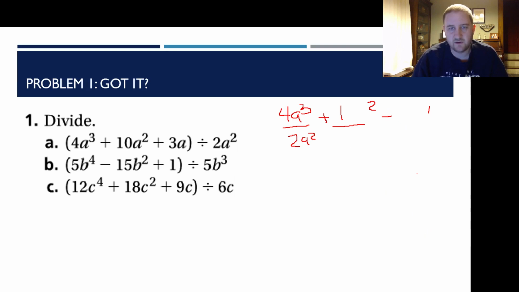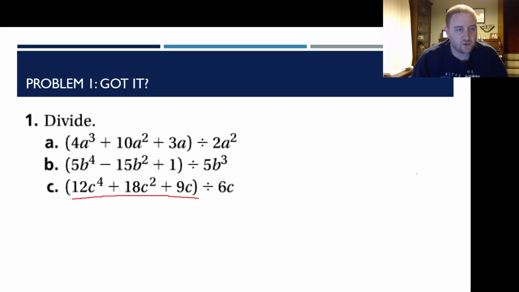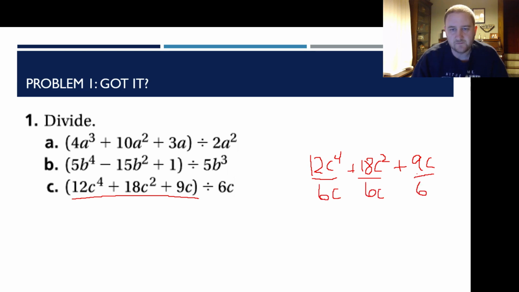Let's do C. I've got 12c to the 4th plus 18c squared plus 9c. Each of these now is divided by 6c. Okay, so 12 divided by 6 gives us 2. C to the 4th divided by c is c cubed.